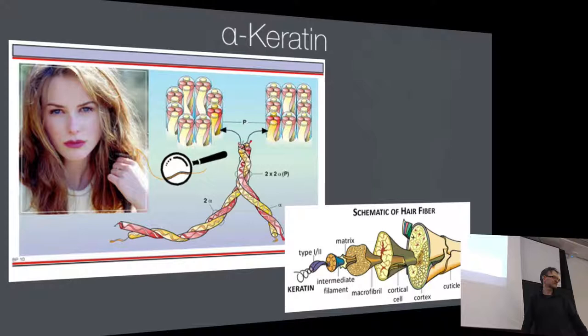So you first add a chemical that reduces all the cysteine bridges in the hair. And now the hair is very floppy. And then you form the hair to the shape you want it to be. Actually, you can form it first and then break this in. But then you add a second chemical that reforms the cysteine bridges in the shape you want them to be.